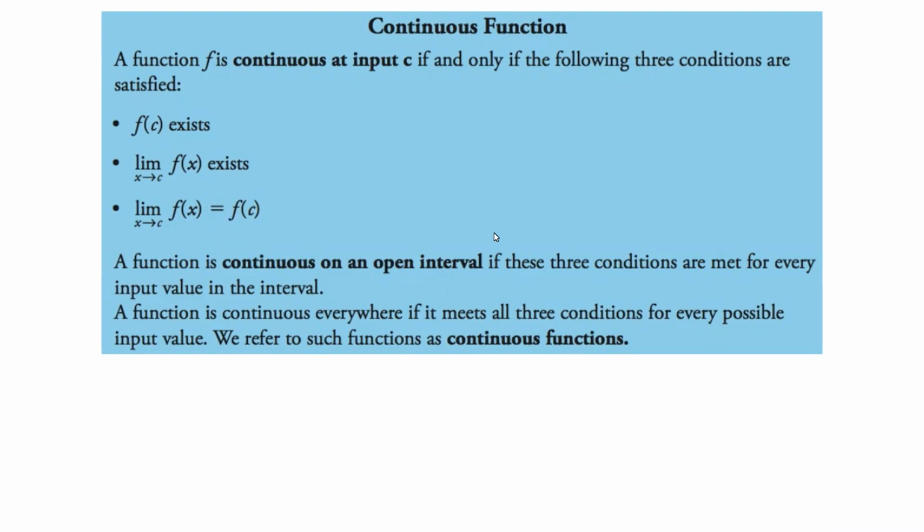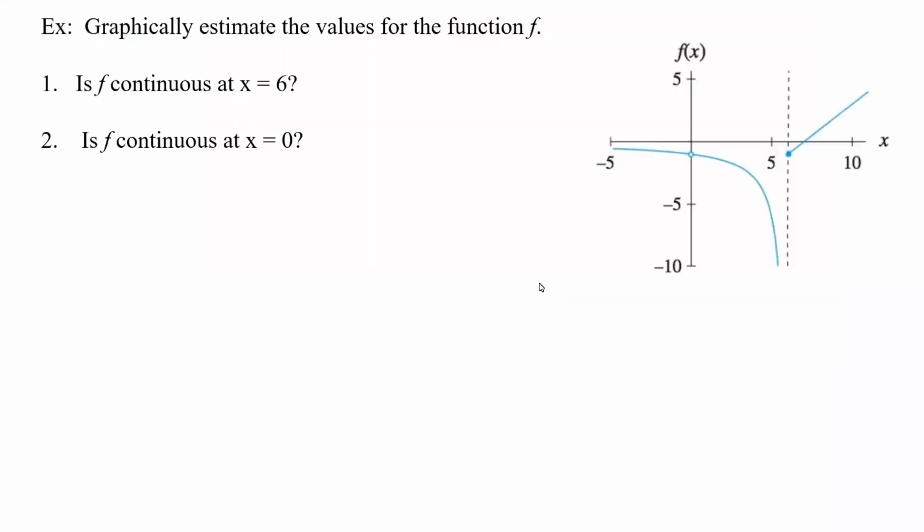Okay, so the function is continuous in an open interval if those three conditions are met for every input value in the interval. Now, a function is continuous everywhere if it meets all three conditions for every possible input value, and those we refer to as continuous functions.